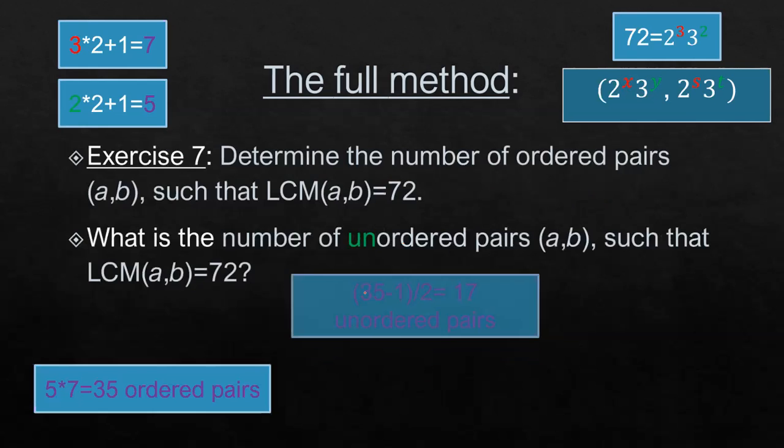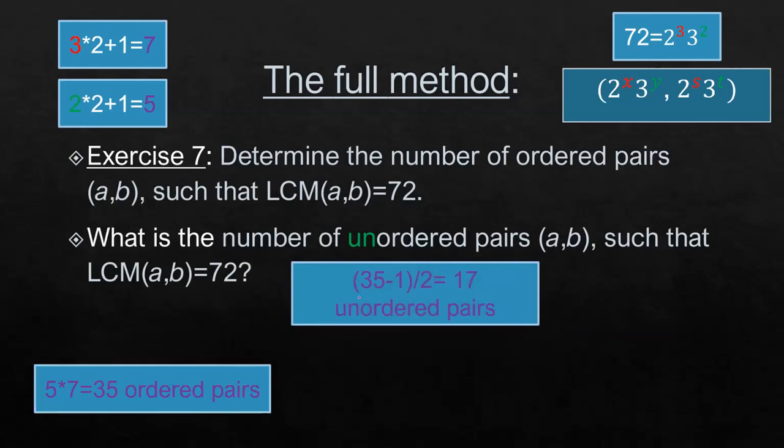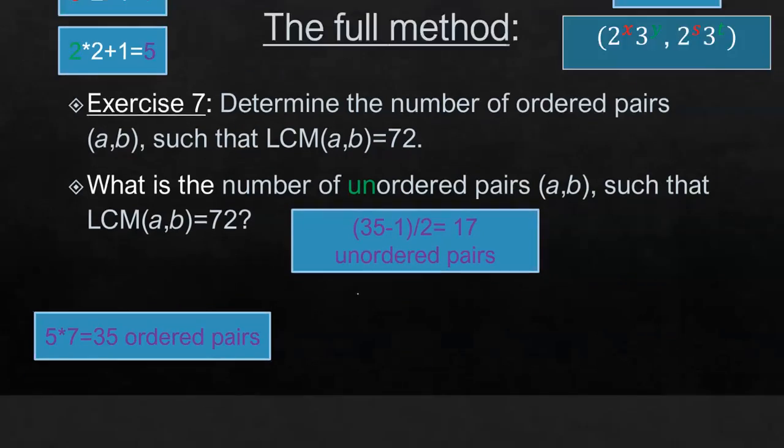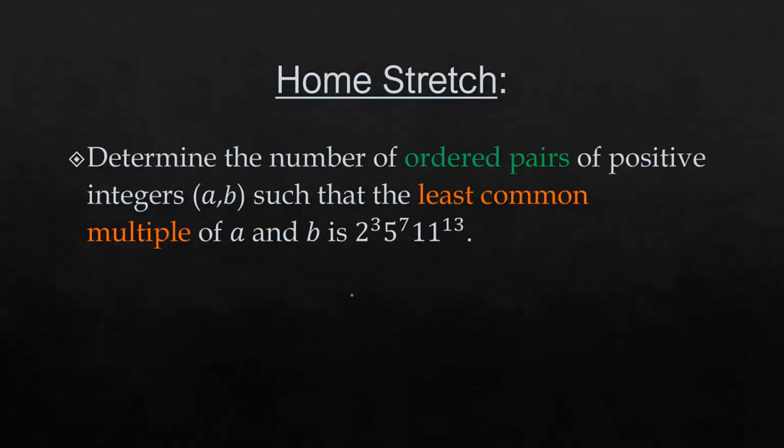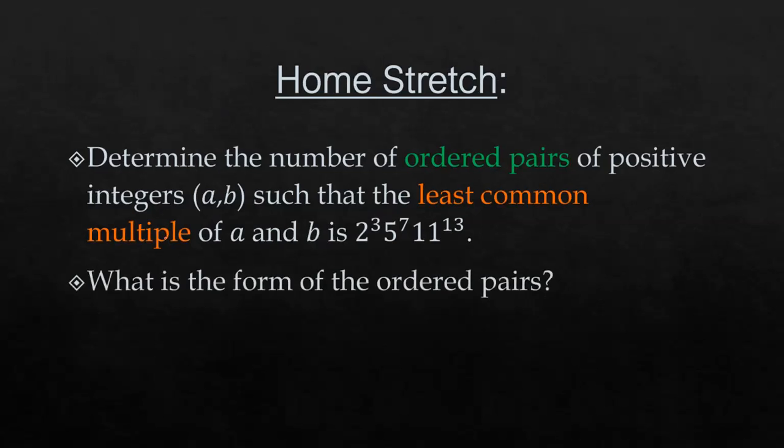So that is the method in very short. That is the method that we're using. And the last thing I'm going to do is to try and use this method to figure out how many ordered pairs we have that have this least common multiple. This is the last thing we're going to do because this was the objective that we wanted to do all along. Okay, so let's start.